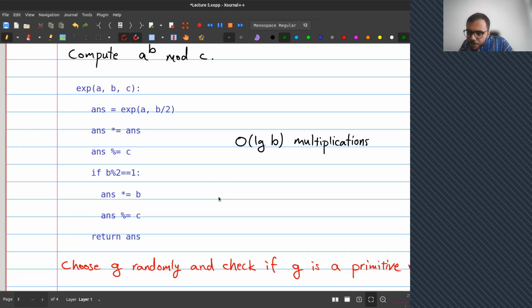In the chat, should we maybe not call line 2 of the algorithm X because I didn't write the base case here. So the base case here is that if B is 0, just return 1. If B is 1, just return A.